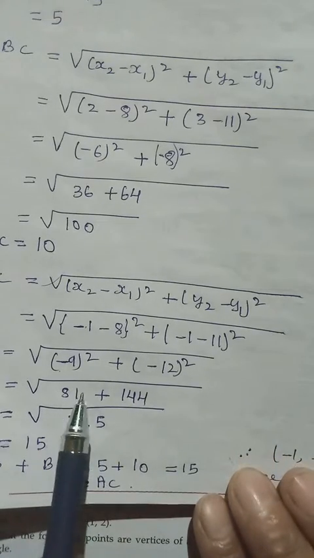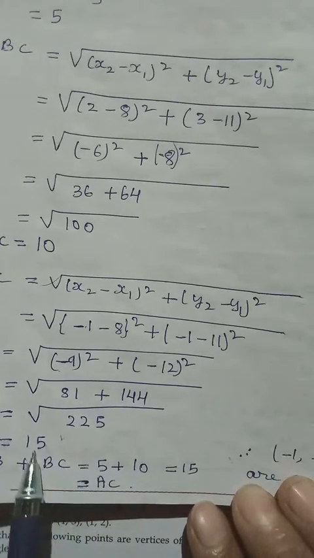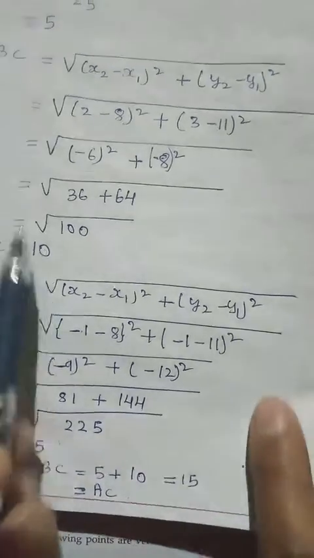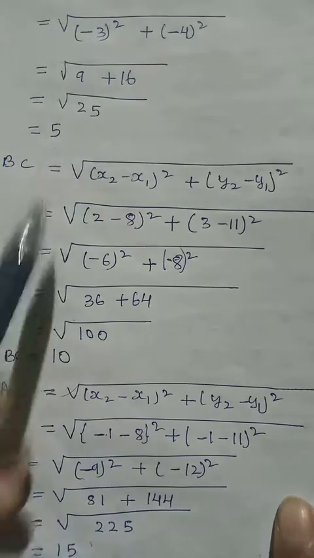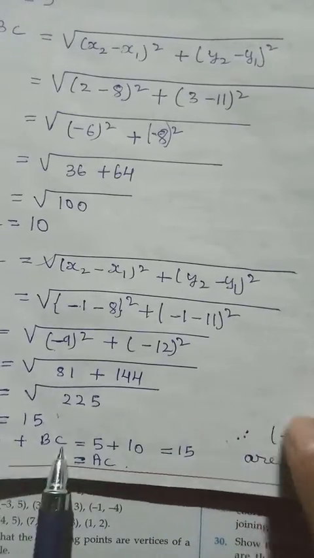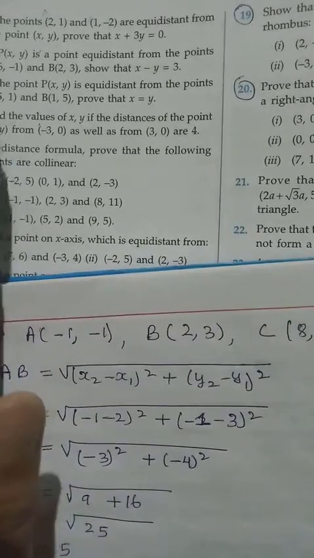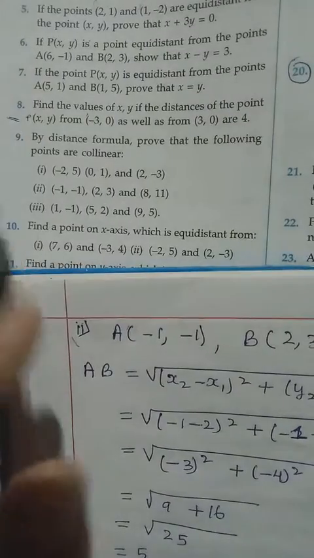9 into 9, 81. 12 into 12, 144. When we plus there, it comes out. So here also we see here we get 10, here we get 5. 10 plus 5 equals 15. Okay, so in that way the points are collinear. So same way, you please try yourself number 3.